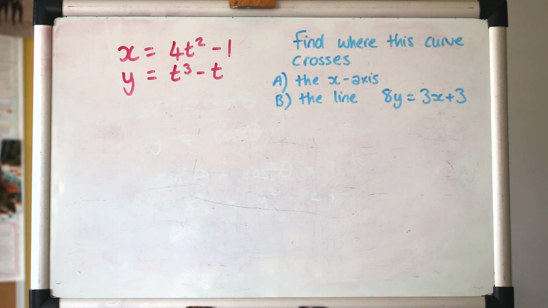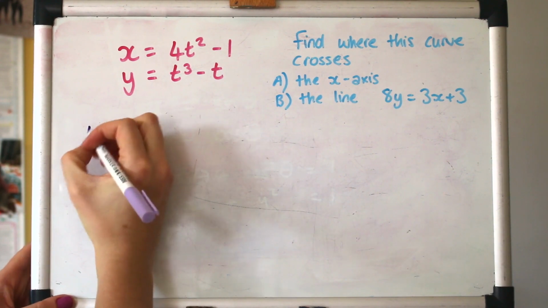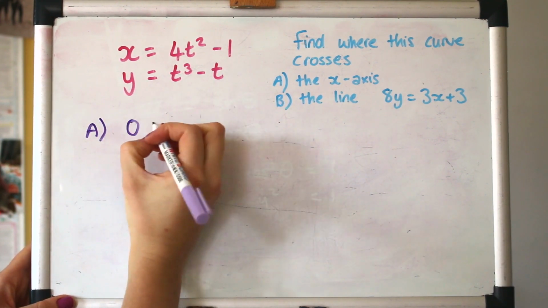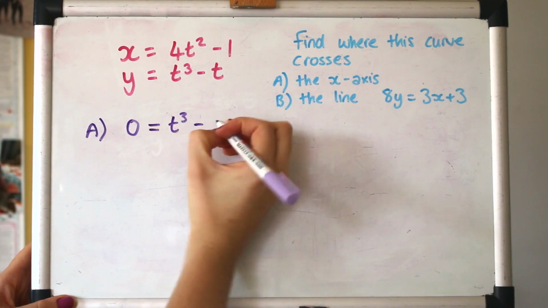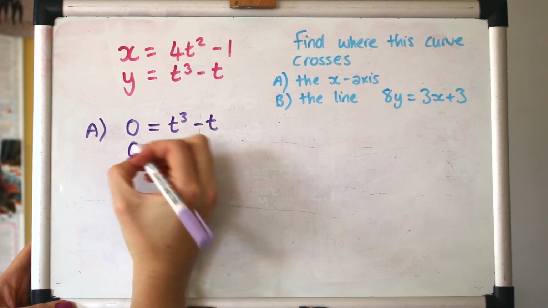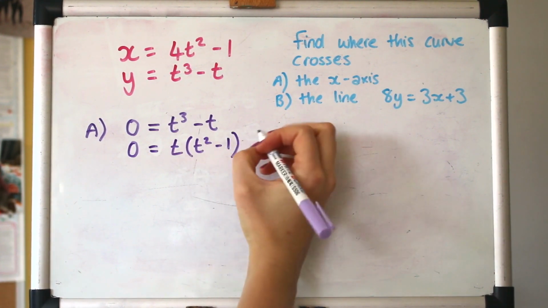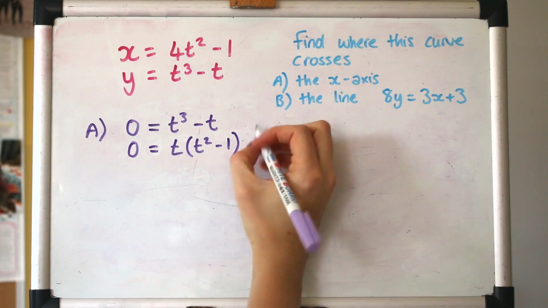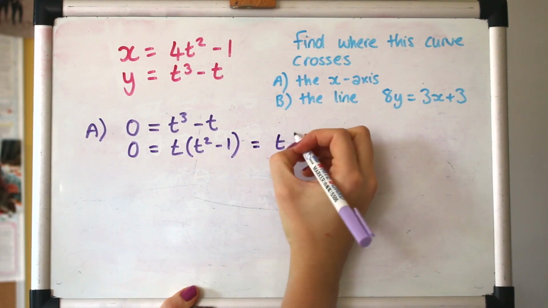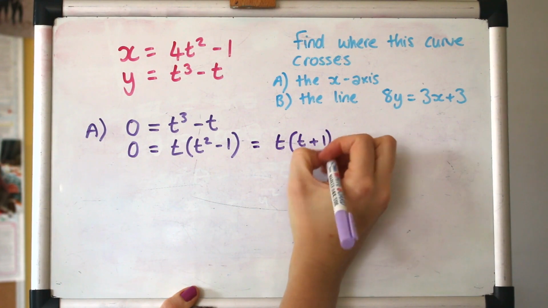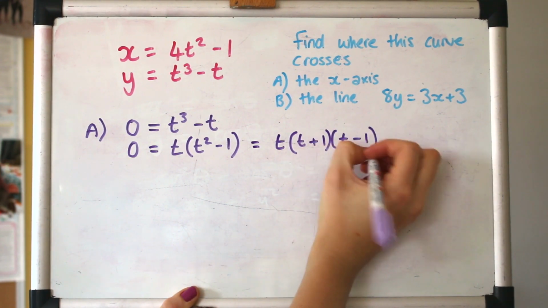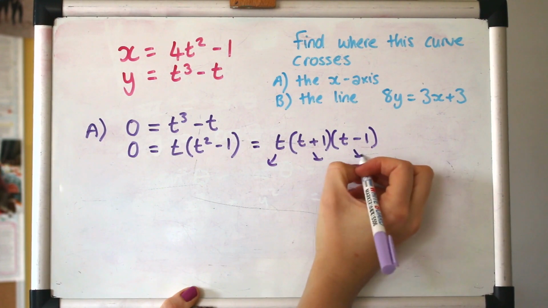Hopefully you already know that at the axis, x or y-axis, something is 0. So at the x-axis, whenever a graph crosses the x-axis, y is 0. So to do part A, you just need to set y as 0, and that's that simple. And we'll take the parametric equation and we can solve that by factorising. So t comes out as a common term, and we can factorise that again because that's the difference of two squares. So that gives us 3 solutions.